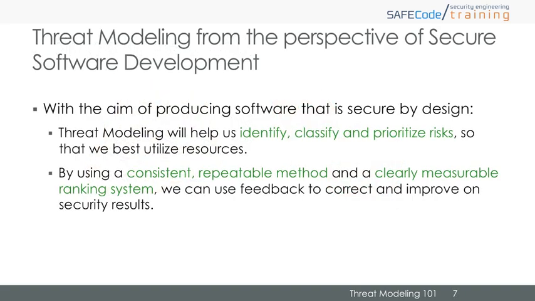After focusing on threat modeling and risk estimation for everyday tasks, let's switch to secure software development. By utilizing threat modeling within the secure software development process, one is able to identify, classify, and prioritize risks that threaten the product. By using a consistent, repeatable method and a clearly measurable risk ranking driven by threat modeling, more secure software can be developed.